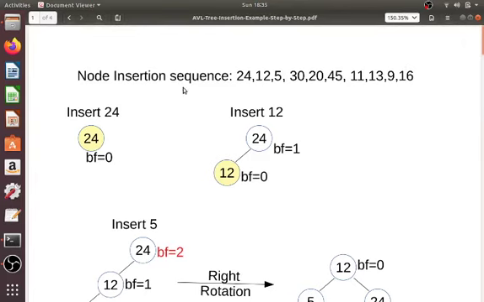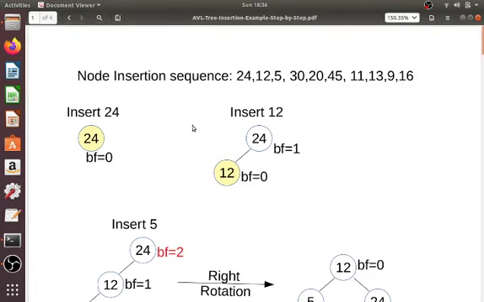Let's now go through the insertion sequence for building an AVL tree. We will insert 24 followed by 12, 5, 30, 20, 45, 11, 13, 9 and 16 in that sequence. Initially the tree is empty. When we carry out insertion of 24, it's the only node in the tree and its height and balance factor is 0. Next we insert 12.